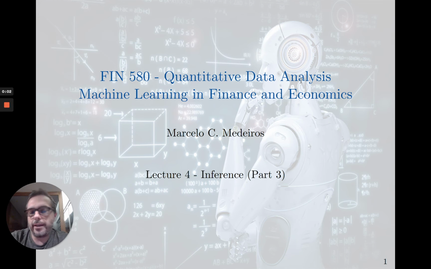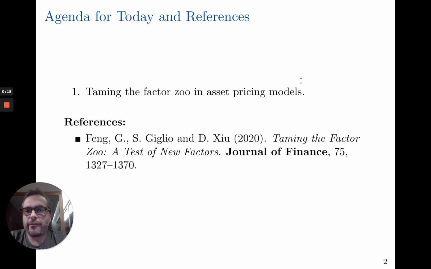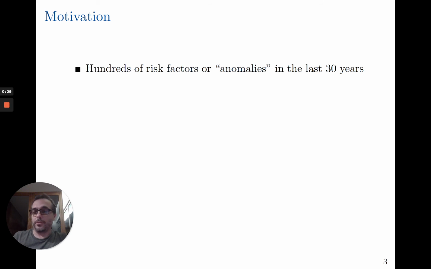Right, to briefly end lecture 4, I would like to give you a very brief overview of one paper that considers inference after model selection applied to asset pricing. It's this paper by Feng, Giglio, and Xu, "Taming the Factor Zoo: A Test of New Factors," published last year in the Journal of Finance. And the idea is the following.